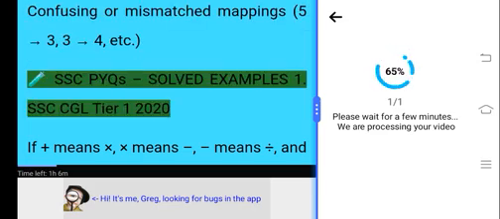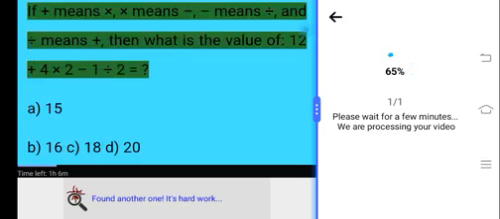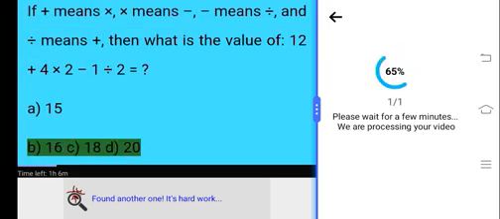SSC PYQs, solved examples. 1. SSC CGL Tier 1 2020. If plus means times, times means minus, and minus means divided by, and divided by means plus, then what is the value of 12 plus 4 times 2 minus 1 divided by 2 equals? A 15, B 16, C 18, D 20.